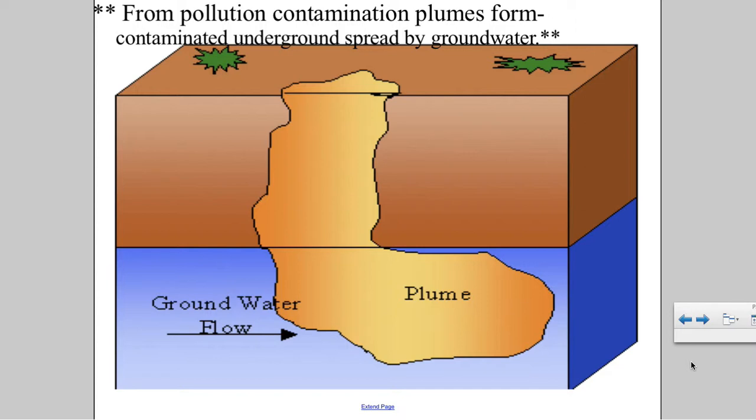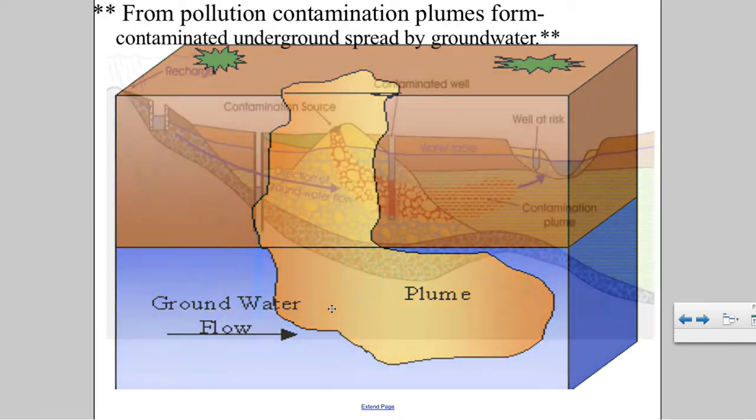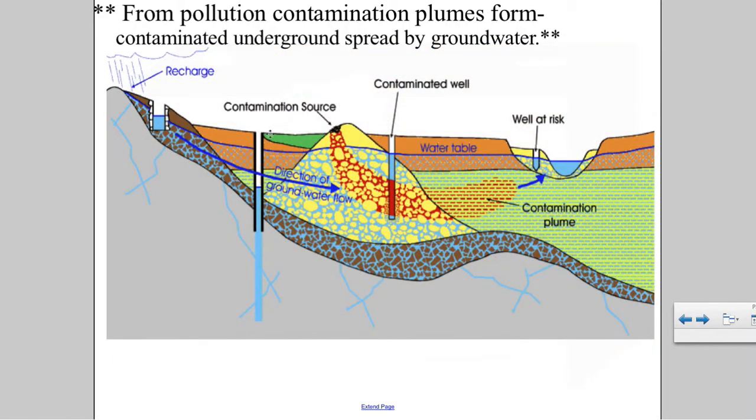From pollution, contamination plumes form. Now, a contamination plume is an underground spread of pollution to our groundwater. So what happens is, when you pollute a certain area, it seeps into the ground. And you remember that seeping into the ground is infiltration. And then it percolates, and it gets down into our groundwater. And that groundwater flows. And when it flows, it picks up that contamination. And you have something that looks like this.